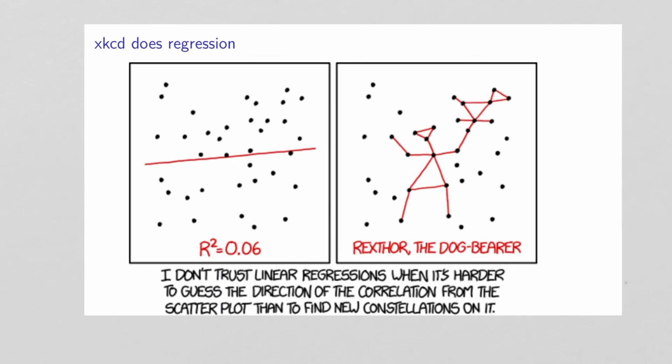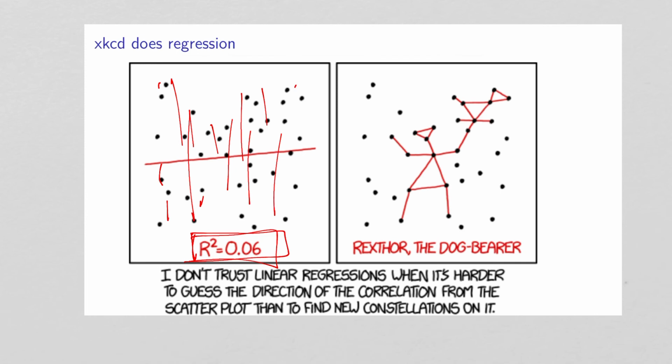So this is from a comic: "I don't trust linear regressions when it's harder to guess the direction of the correlation from the scatter plot than to find new constellations on it." Only 6% of the variation in these dots is explained by that line. No, not very strong.